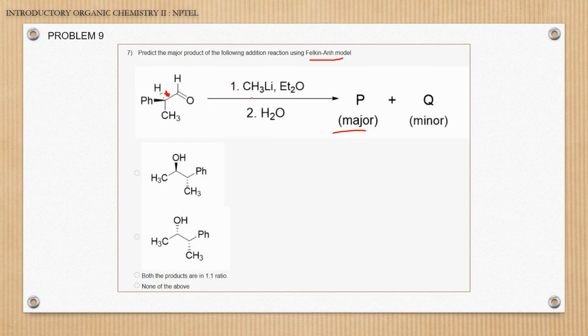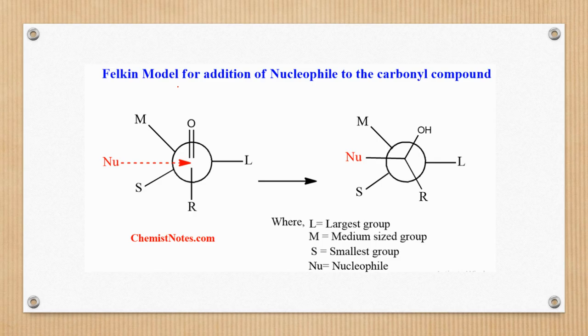So first of all, the nucleophile is getting attached. The nucleophile is methyl here, so they have added methyl lithium. Methyl is the negatively charged nucleophile, and lithium is positive. So here the nucleophile is methyl, and methyl has to attack on this carbon. First of all, we need to know what the Felkin-Anh model is.